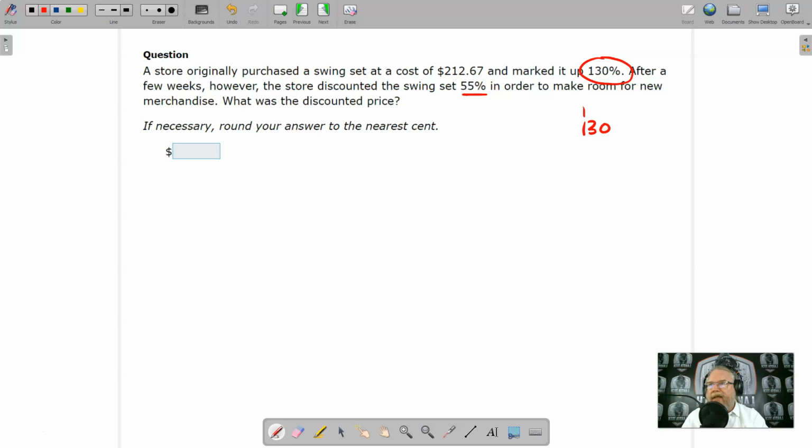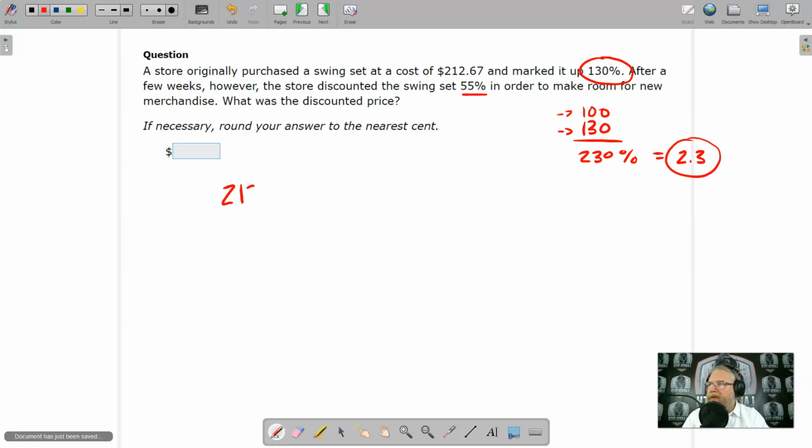Remember, we need to add that to 100%. Because if it was just 100%, as a decimal that would be 1, and if we did 212.67 times 1, we'd still have that same value. Well, the value is going up 130%, so this gives us our base value, and this marks the amount of increase. So in this case, it's going to be 230%. As a decimal, this equals 2.3. So this is the decimal that we're going to use to multiply the 212.67 by.